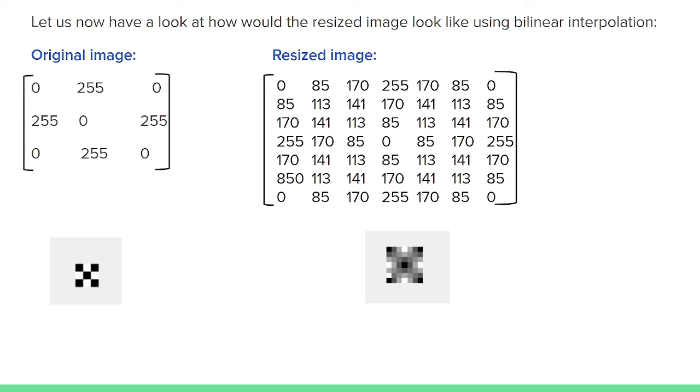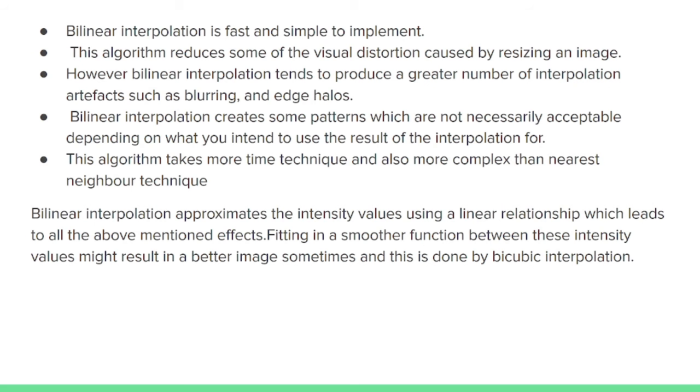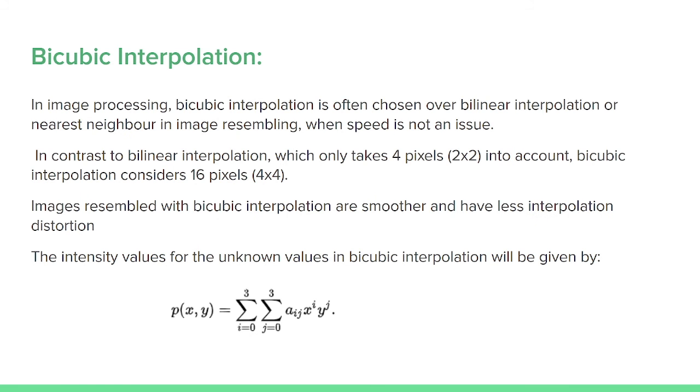So this is how the resized image would look if we use bilinear interpolation. Bilinear interpolation is fast and simple, but it produces visual distortion, blurring of edges, and some unnecessary patterns will be introduced in the image. So this was a simple linear interpolation. How about fitting some smooth function instead of a linear function to find the unknown intensity values? And that is what is done in bicubic interpolation.